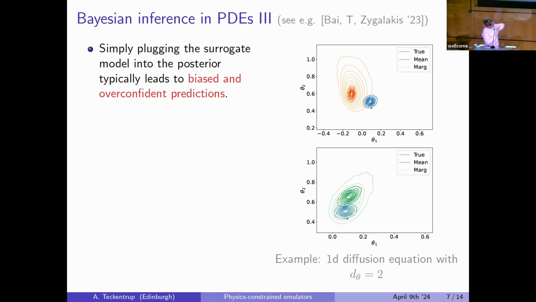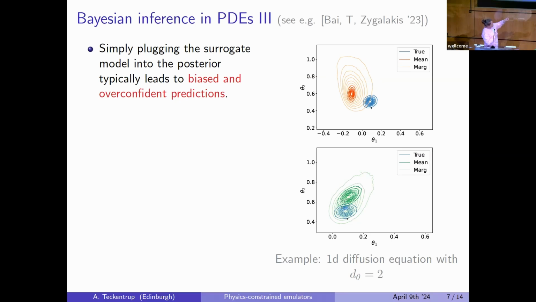The true value of theta1 and theta2 is marked by the little black cross. I hope you can see that. It's at the bottom of the blue contour. That is the true value that generated the data. So we're using synthetic data here.